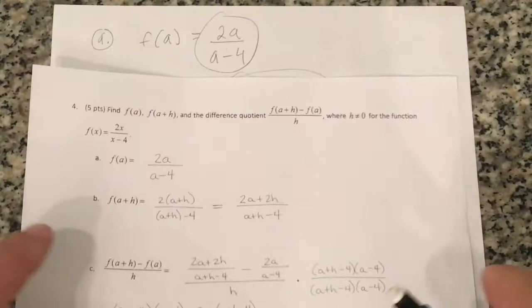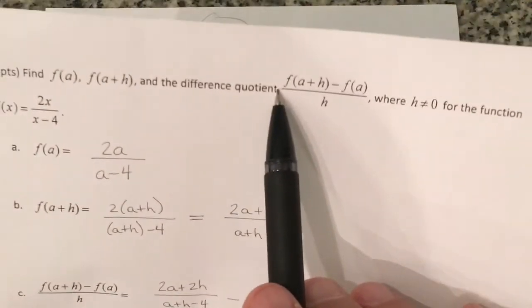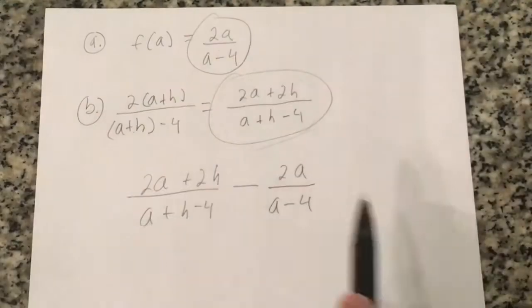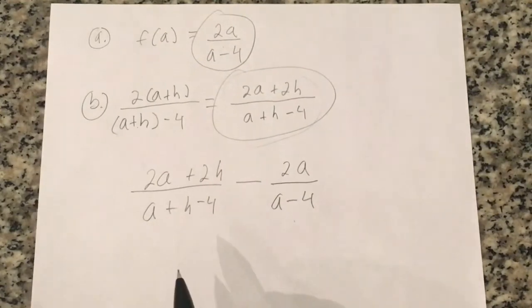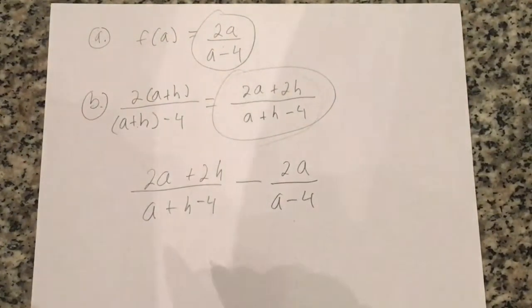I don't know if you noticed, the difference quotient says f of a plus h minus f of a. However, I have to divide this whole thing by h eventually. So I have to remember to come back and divide this whole thing by h eventually. And yes, that's a little tricky.